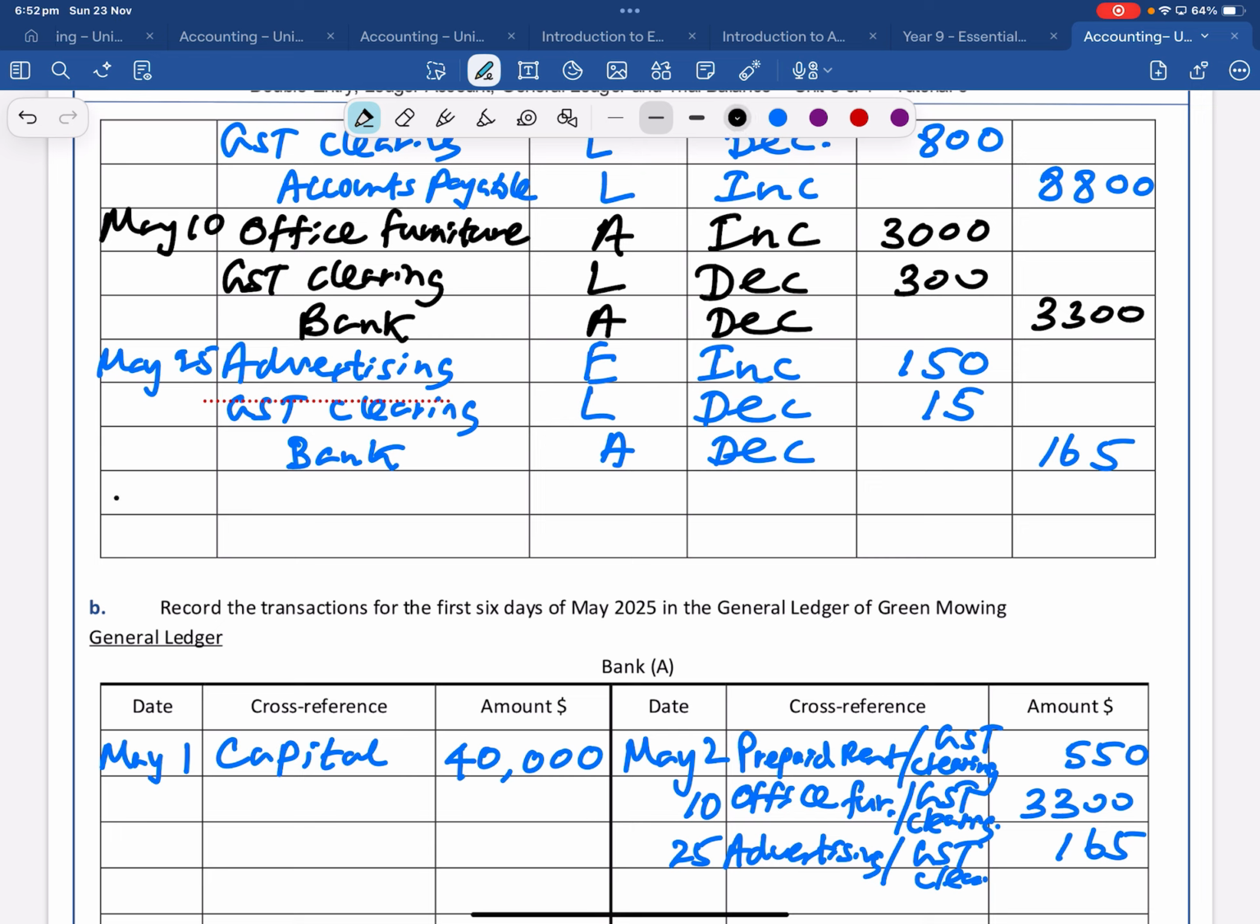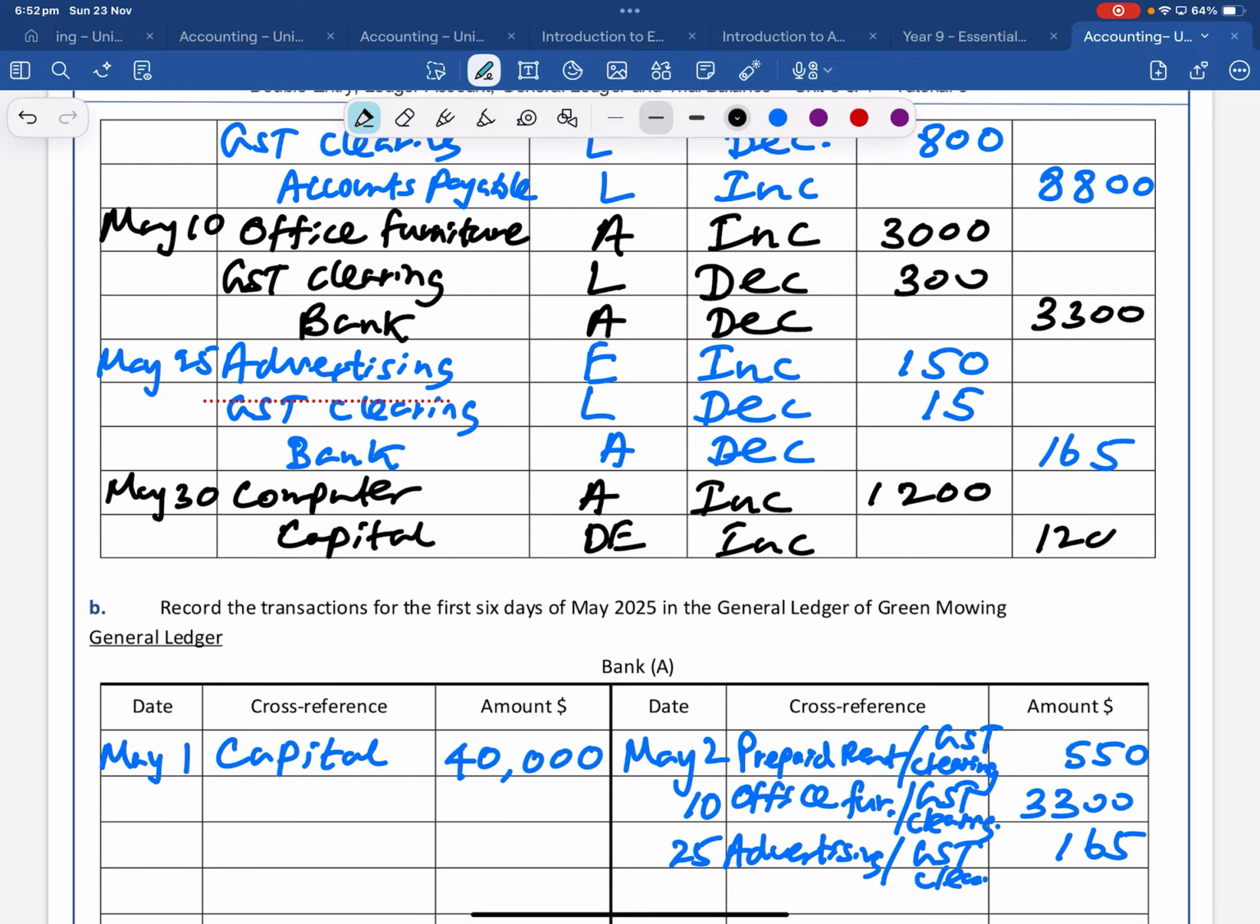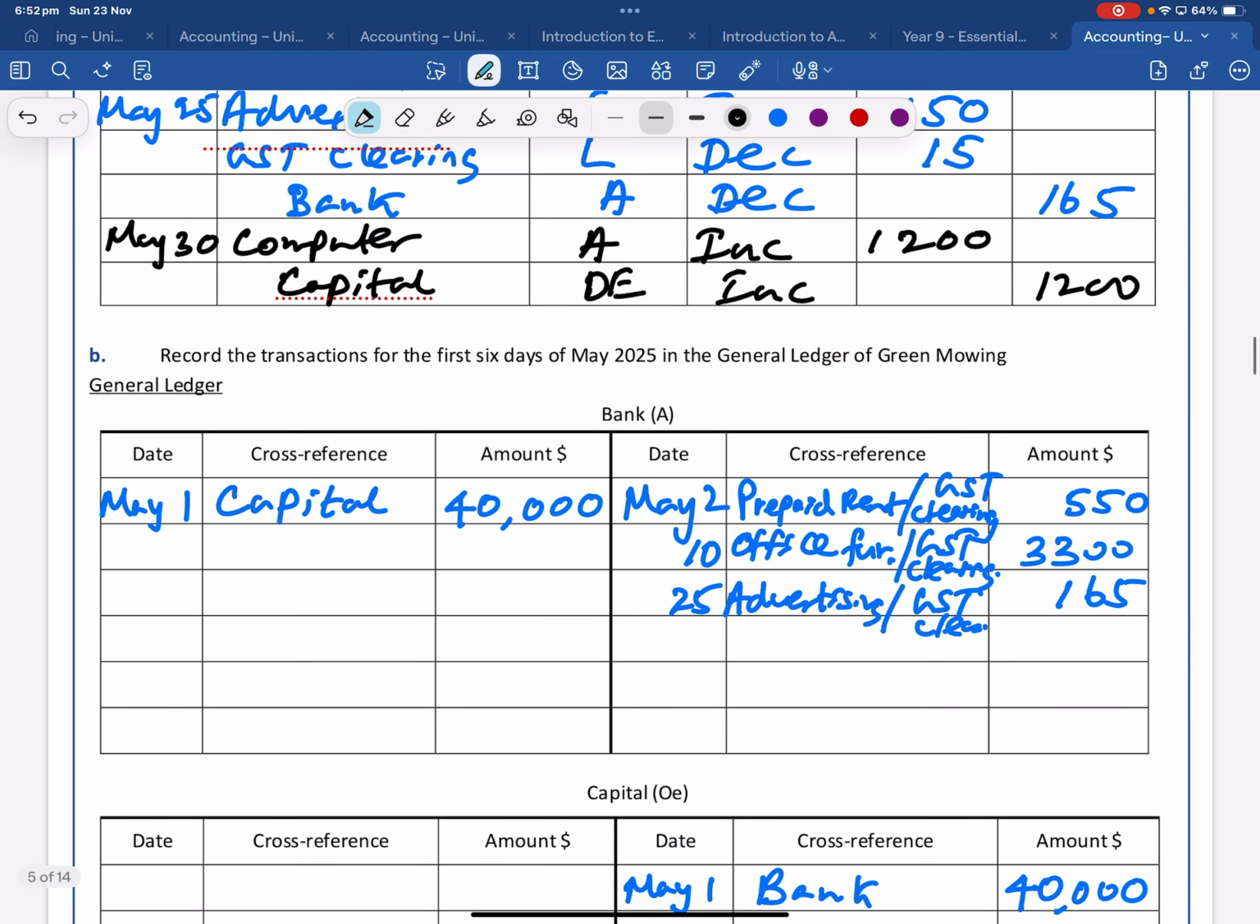Don't rub it. I'm just changing the color. Computer, asset increase, 1200. The next one is capital. Owner's equity increase, 1200. That's actually smart.